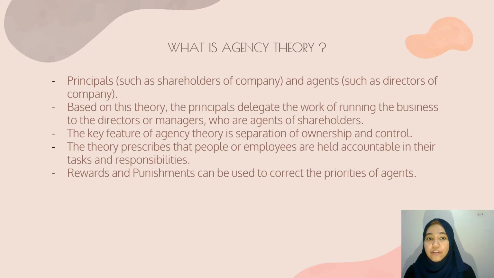Based on this theory, the principals delegate the work of running the business to the directors or managers who are agents of the shareholders. The key feature of agency theory is separation of ownership and control. This theory prescribes that people and employees are held accountable for their tasks and responsibilities, and rewards and punishment can be used to correct the priorities of agents.